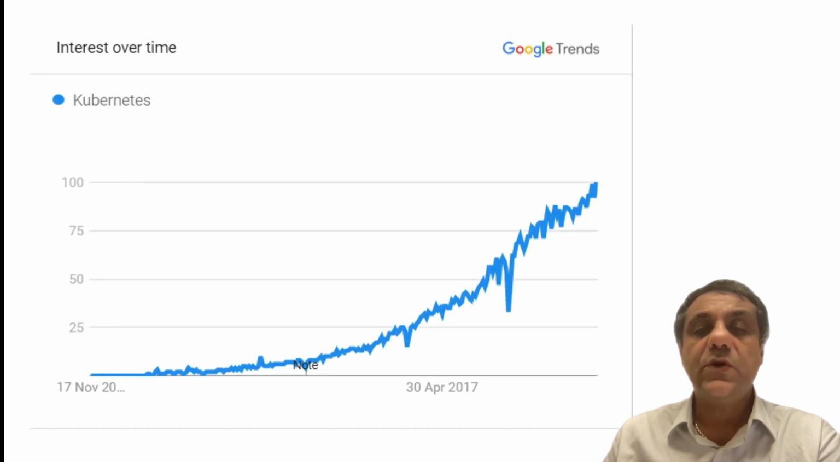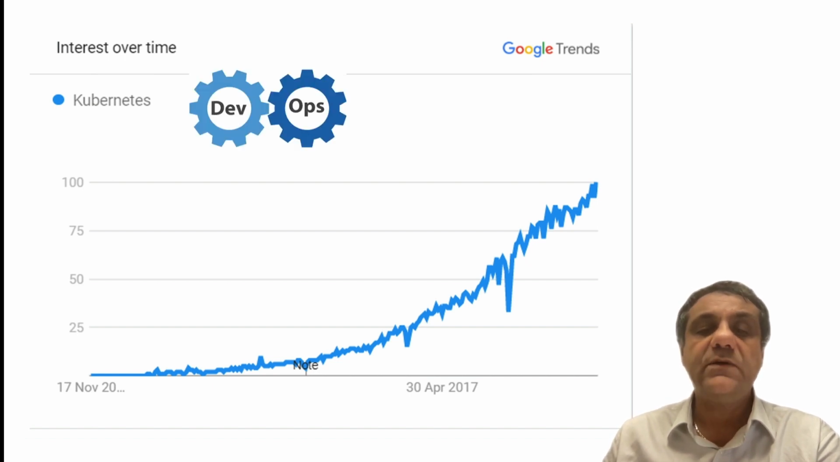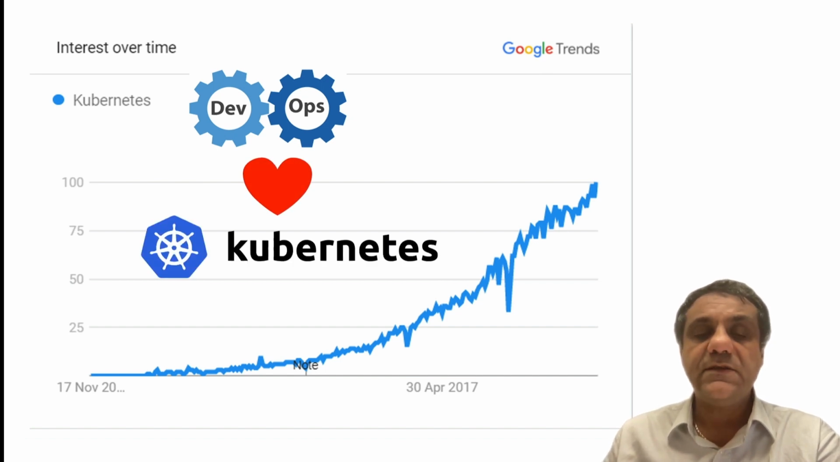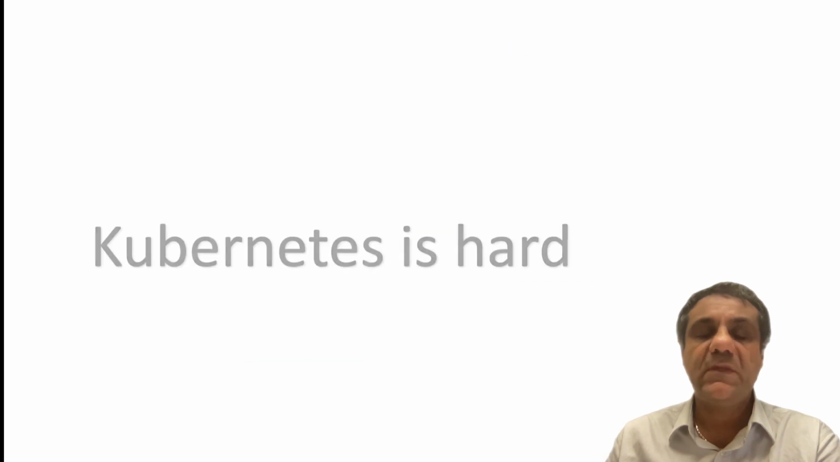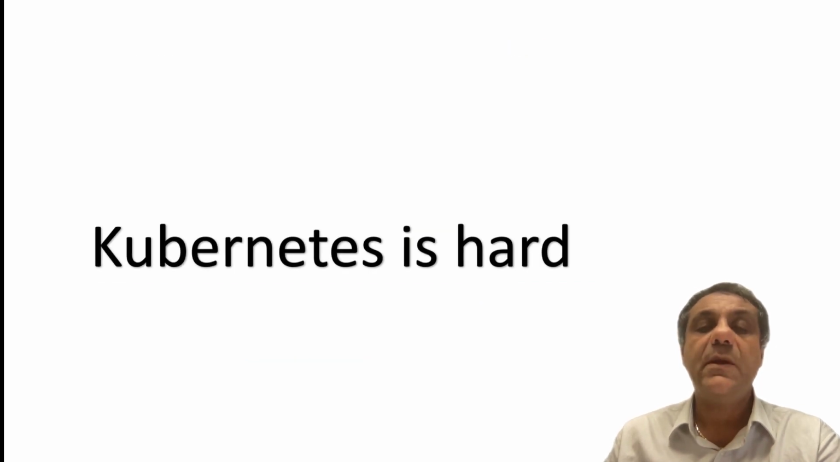First, let's notice that the use of Kubernetes in the industry is growing exponentially. Every DevOps engineer will state his love for Kubernetes. But Kubernetes has a problem. Kubernetes is extremely complex.